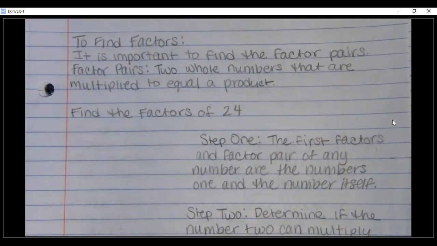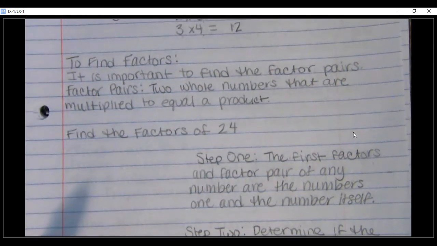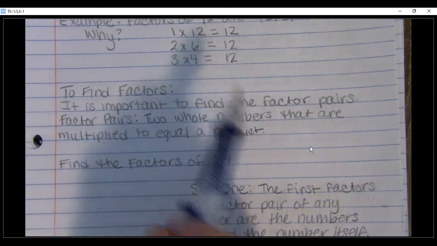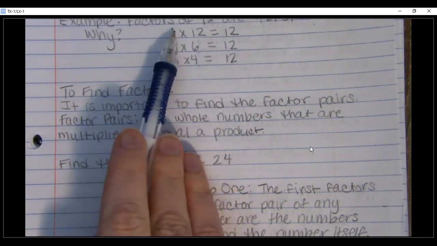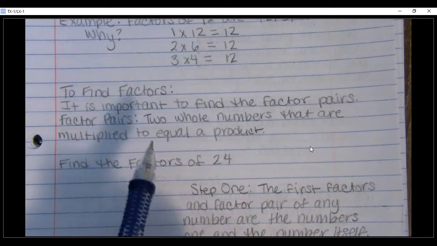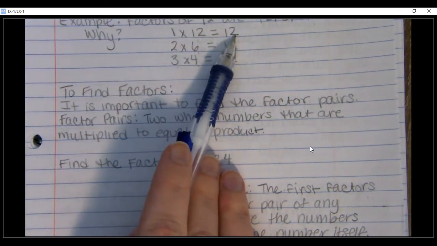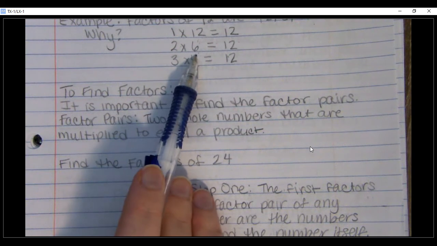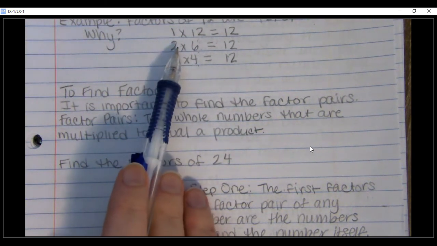To find factors, it is important to find factor pairs. So a factor pair is when two whole numbers are multiplied to each other to equal a product. So in our previous example, the multiplying of 1 and 12, of course, equaled 12. 1 and 12 is a factor pair because those two numbers multiplied together got the number that we were looking for. 2 and 6 are factor pairs as well for factors of 12.